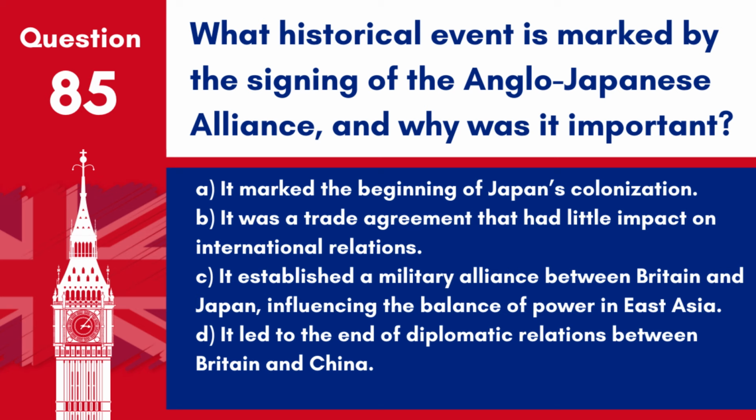Question 85. What historical event is marked by the signing of the Anglo-Japanese alliance, and why was it important? A. It marked the beginning of Japan's colonization. B. It was a trade agreement that had little impact on international relations. C. It established a military alliance between Britain and Japan, influencing the balance of power in East Asia. D. It led to the end of diplomatic relations between Britain and China.